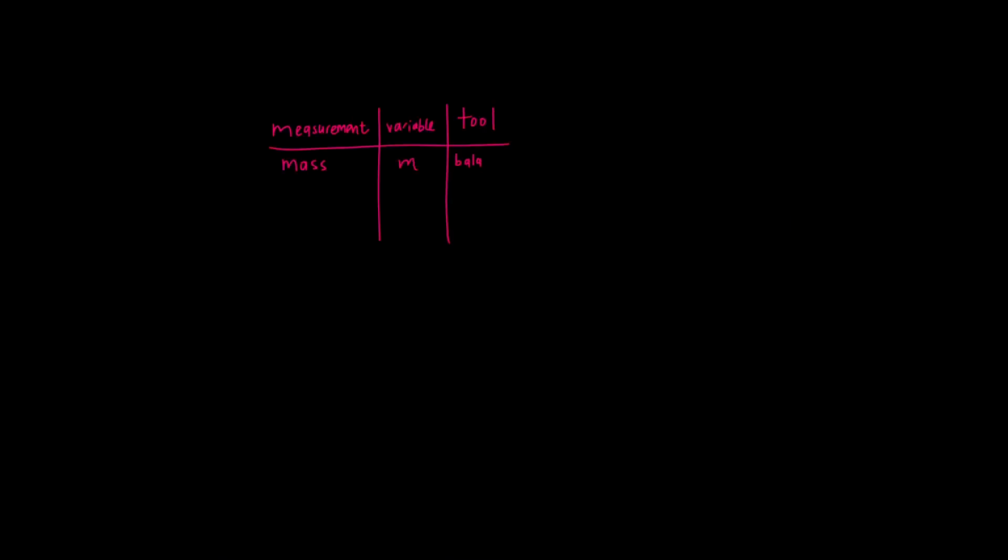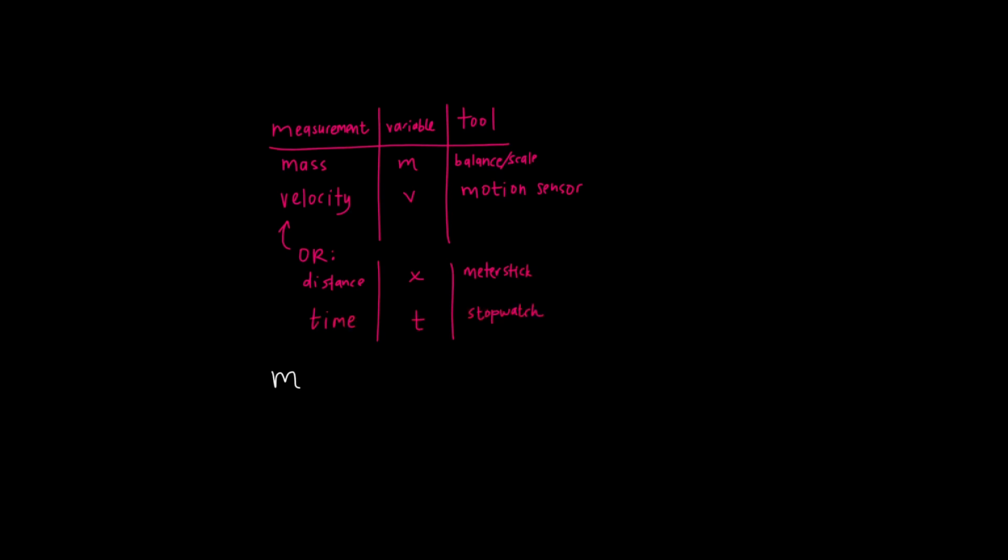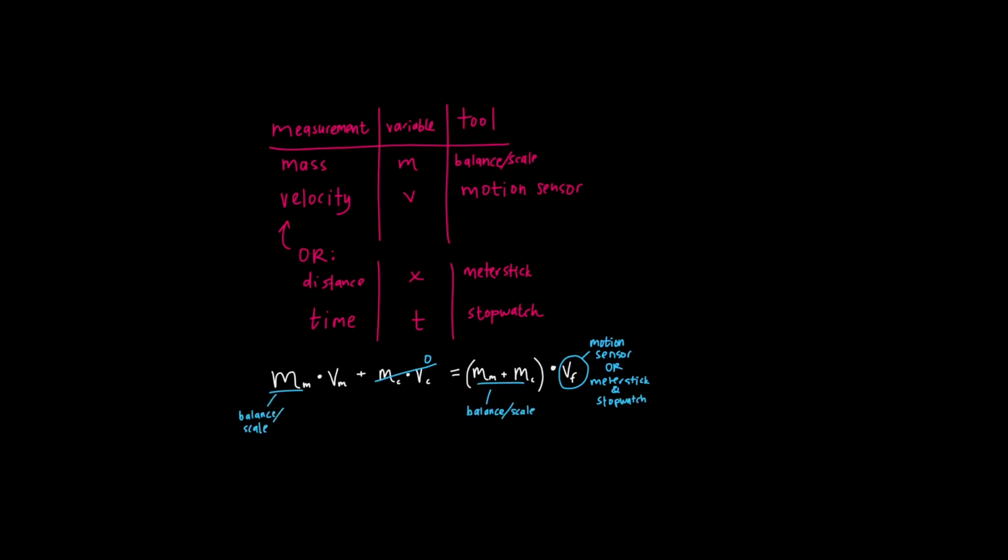Since the initial velocity of the cardboard box is 0, and I can find the final velocity of the system using the meter stick and a stopwatch, if I use a balance to find the mass of both boxes, then I can find the initial velocity of the metal box using the conservation of momentum.